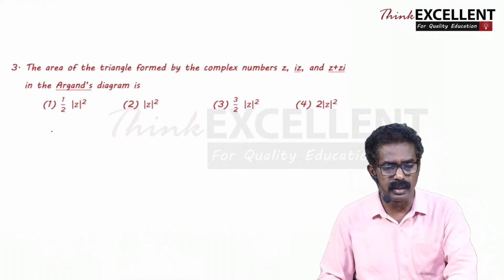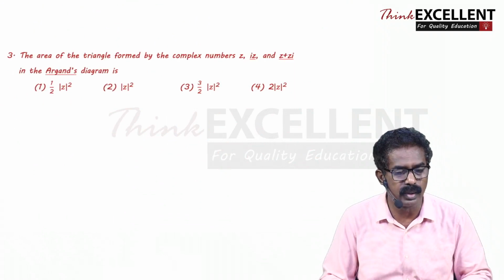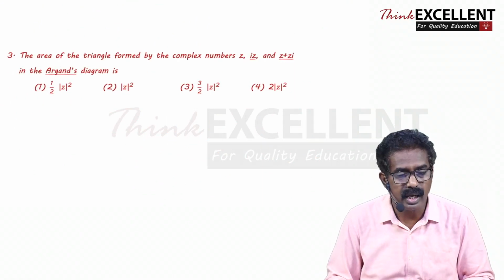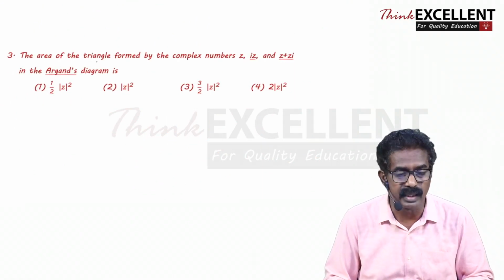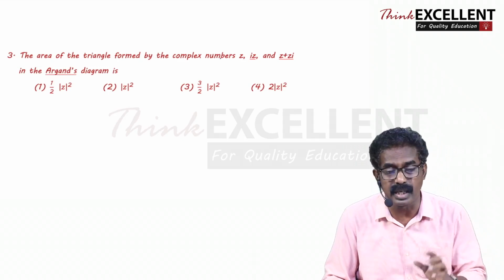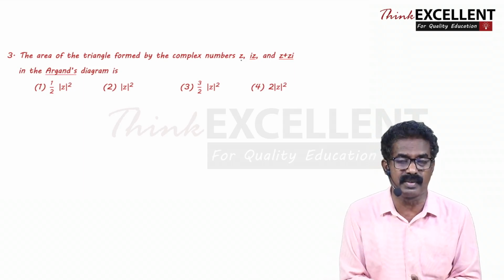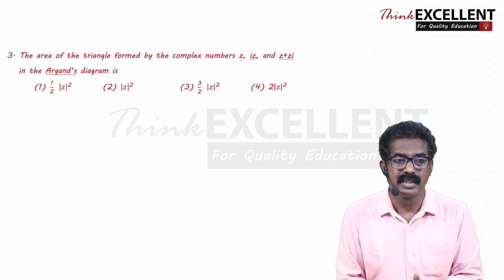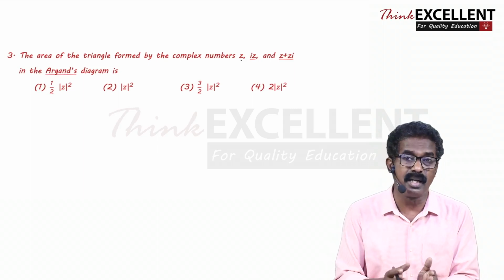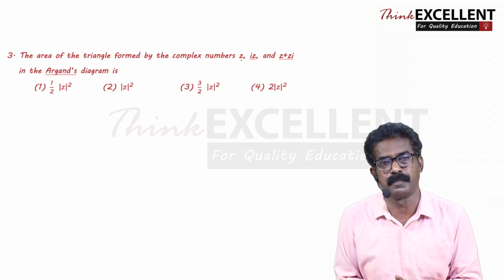Now let's move on to the third question. Listen carefully, the third one. The area of the triangle formed by the complex numbers. See, three complex numbers are given here. The first one is Z, the second one is iZ, the third one is Z plus iZ.